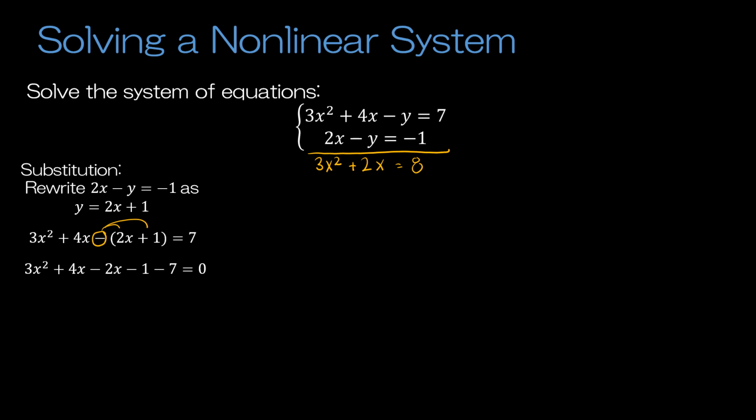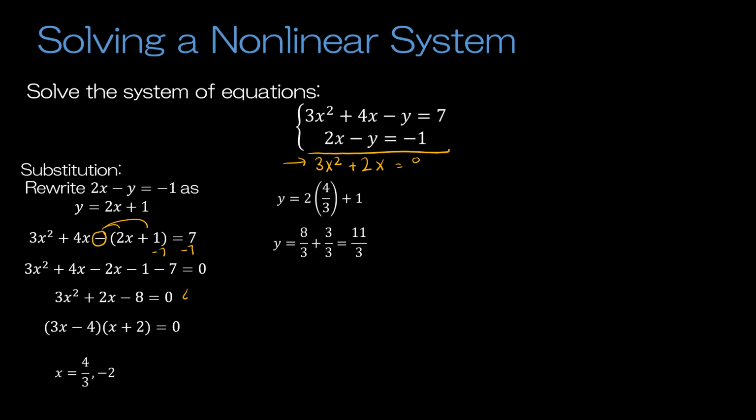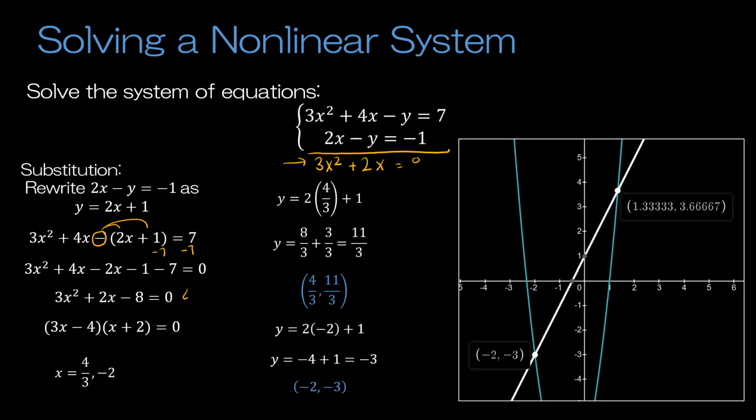So I have 3x squared plus 4x minus 2x minus 1, and then I subtracted 7 from each side in the same step. Simplified, and I want you to notice that this is the equation which I would then simplify to 3x squared plus 2x minus 8 is equal to 0. These equations are the same. So once you get to this point, it's the same process. This I factored into (3x minus 4)(x plus 2) to find my two x values, and then of course I plugged them in to find my y values, which are (4/3, 11/3) and (-2, -3).